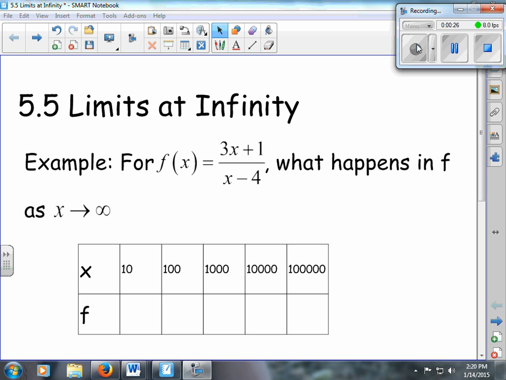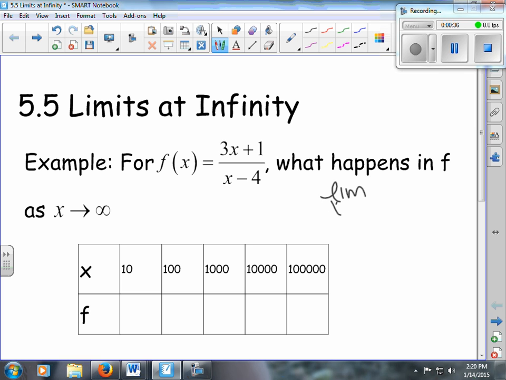And what we're going to be talking about, for example, in this first example, is what is the limit as x goes to infinity of a function. And in this first example, we're going to do the function 3x plus 1 divided by x minus 4.